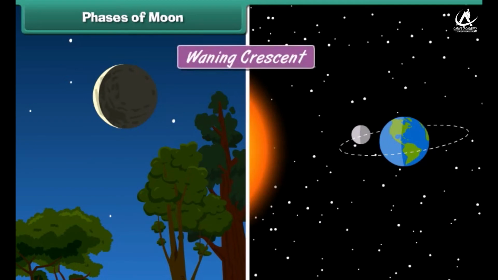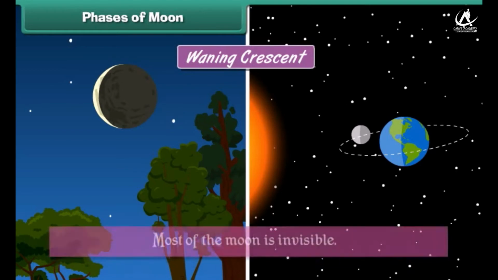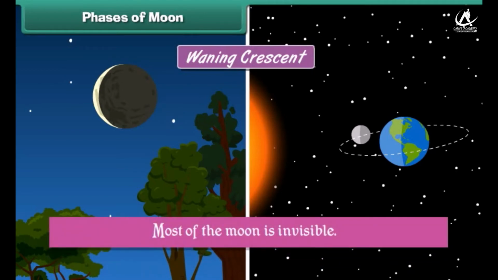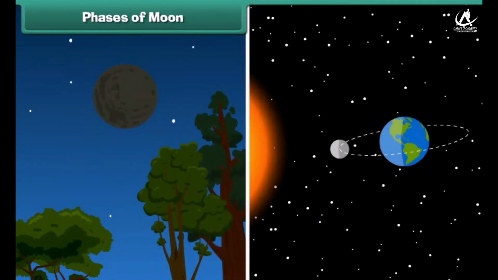Waning crescent. It is the phase that follows last quarter. Most of the Moon is invisible. After the waning crescent phase, the Moon becomes completely invisible.